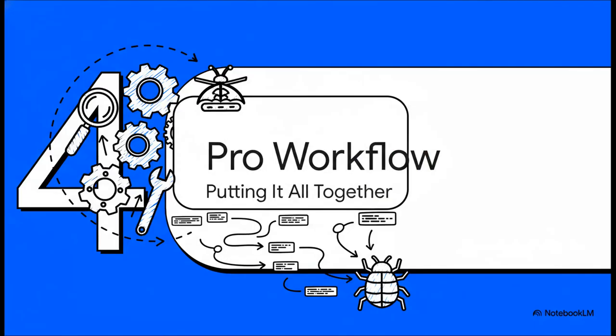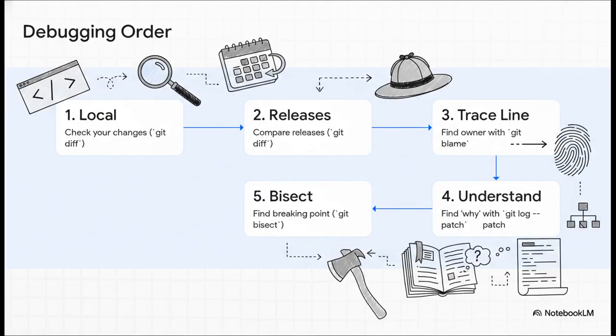It's amazing. So, we have all these awesome individual tools, but the real power, the real magic, comes from combining them into a single systematic workflow. So what does that look like in practice? The key here is to follow this order. Start local with your own changes. Is the bug even committed yet? If it's not there, widen the search to recent releases. Still no luck? Okay. Now you can zoom in on a specific suspicious line with blame and log. And only when those fail, only then do you bring out the ultimate weapon, git bisect, to let the algorithm find that needle in the haystack for you.